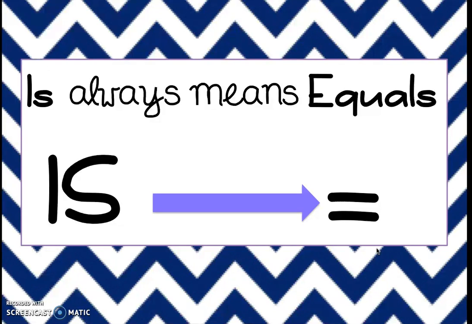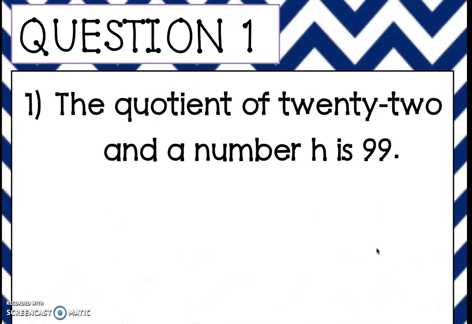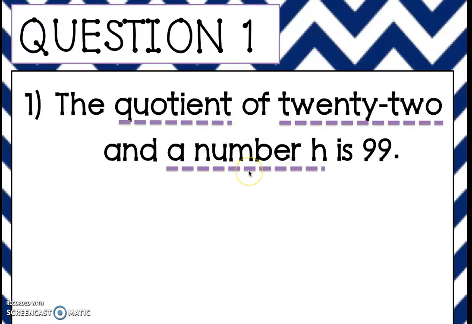So that's where your equal sign is going to go. That's pretty easy to pick out, and that's really the only new part that we added today. So go ahead on your homework and go to question 1. Question 1 says the quotient of 22 and a number, h, is 99. So just like we did in class today, we're going to pick out those important words that we need to write our equation. And the first one I see there is the word quotient, okay? The quotient of 22, that's important. And a number h, we don't know what h is, so that's our variable. Is, we said that is a really important piece, 99.